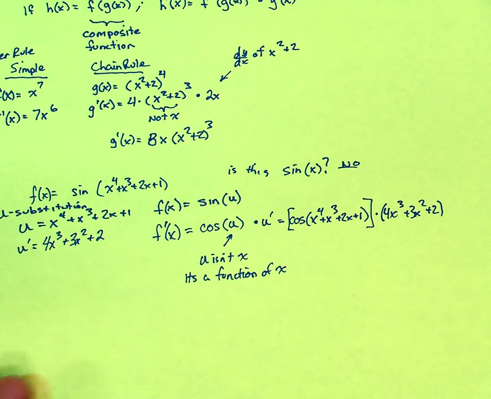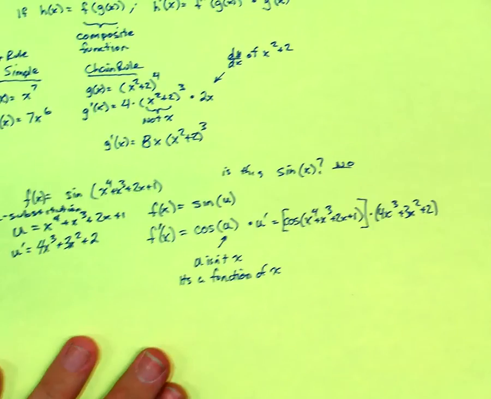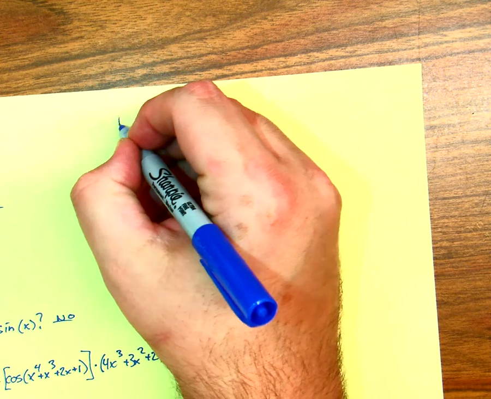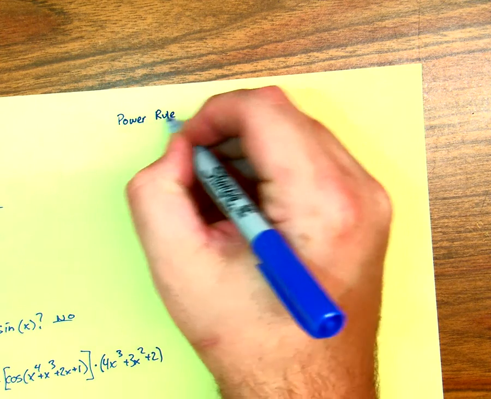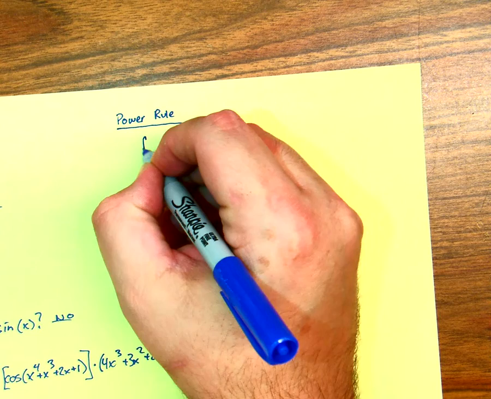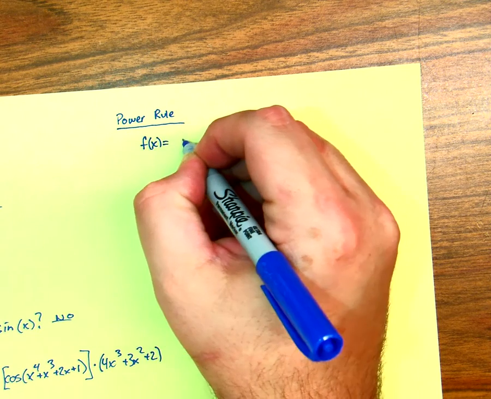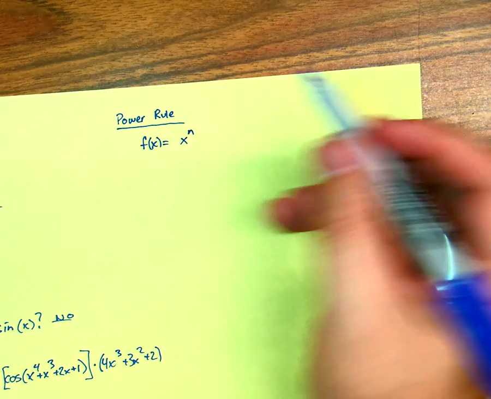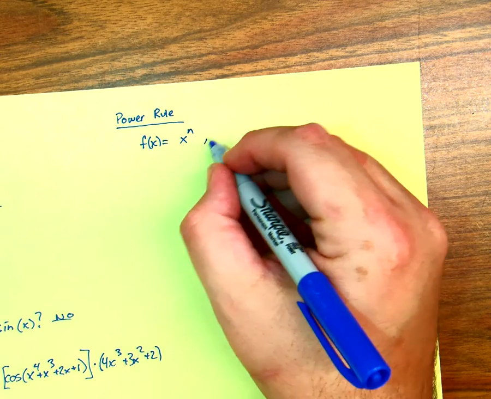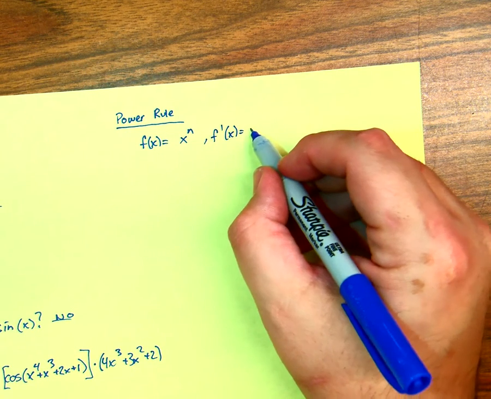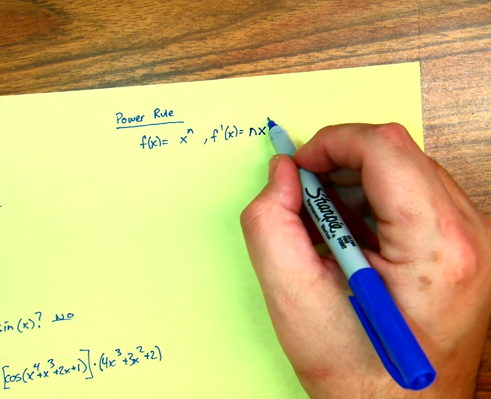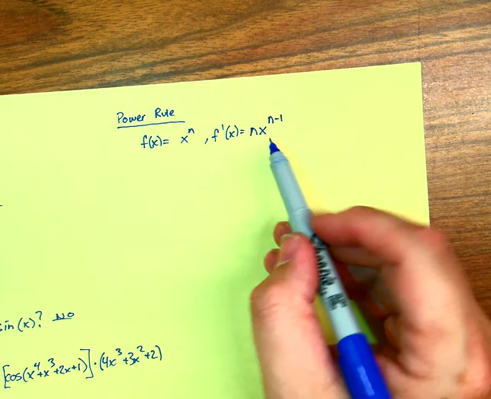All right, so the power rule. If f of x is equal to x to the n, what's f prime of x? Yep, n times x to the n minus 1.